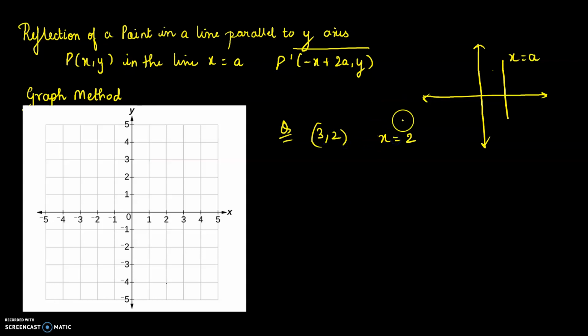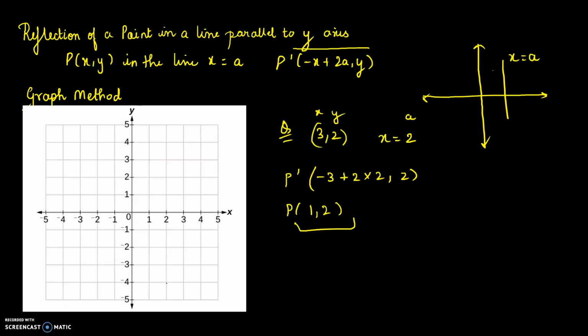By the formula method, we can do this. Since it is x and y and this is a, we'll put the values to find the image: (-x + 2a, y), where a is given equal to 2. So when you calculate this, you will get the answer (1, 2).